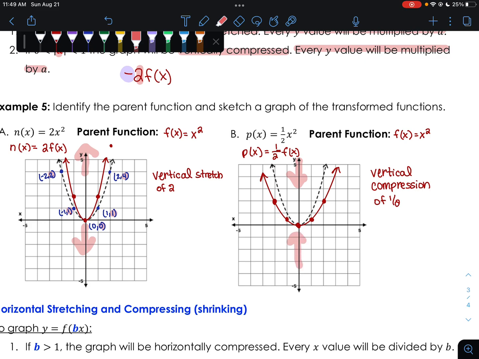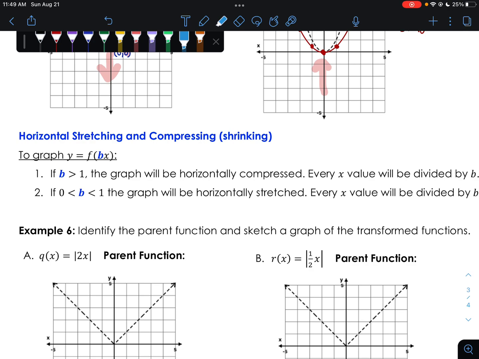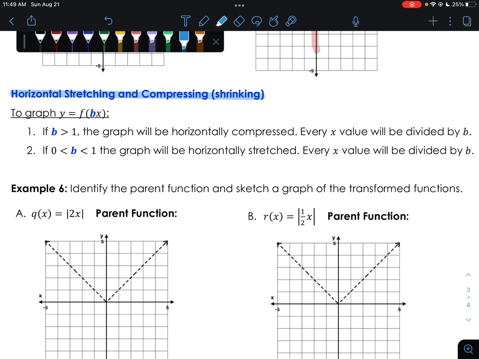So when I'm stretching it, I'm pulling it up and down. When I'm compressing it, I'm pushing it together. So that's the difference between a stretch and a compression when it comes to a graph. Now we're going to talk about a horizontal stretch and compression. This is when the value is inside with the x.